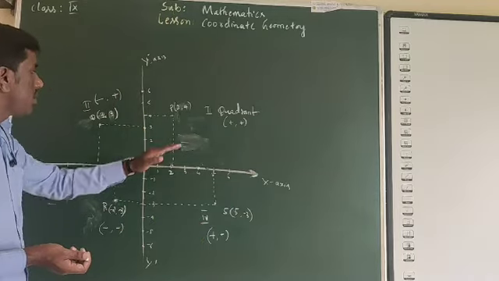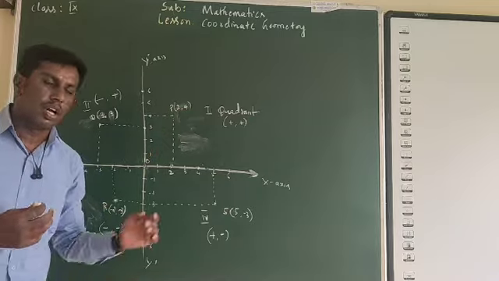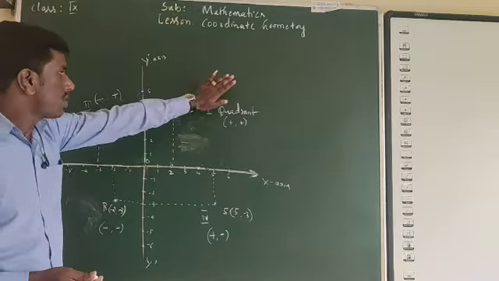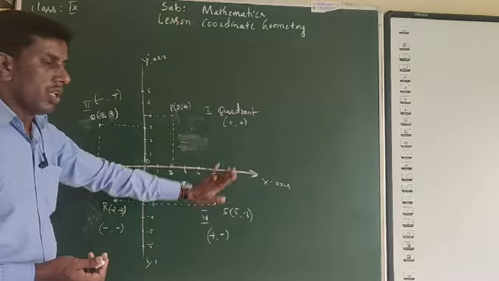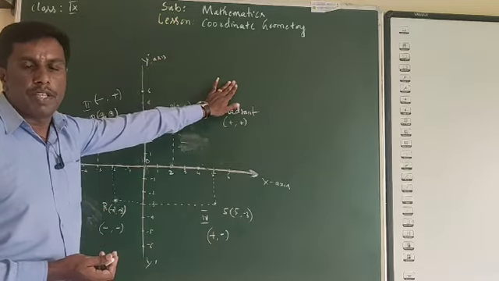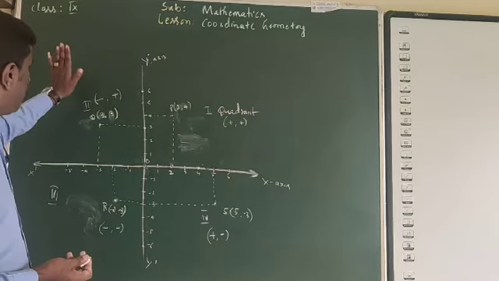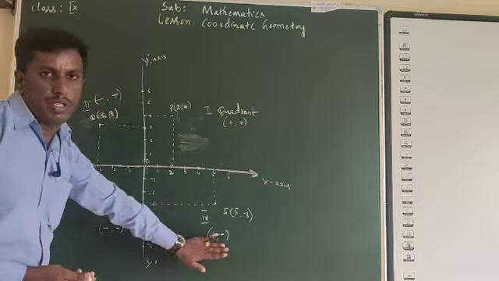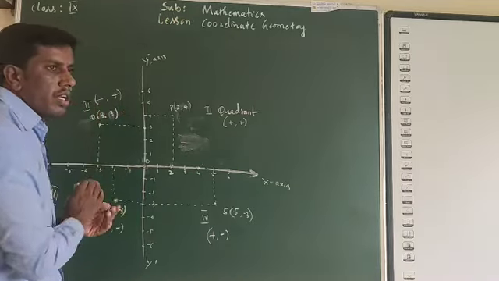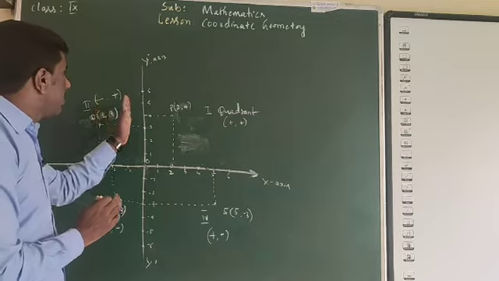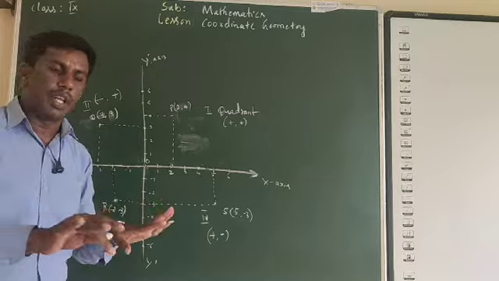So that is the reason the sign of the values in this coordinate system changes according to the quadrant. First quadrant, second quadrant, third quadrant, fourth quadrant, anti-clockwise: both positive, negative positive, both negative, positive negative. By looking at the axes themselves, you can observe whether the value will be positive or negative.